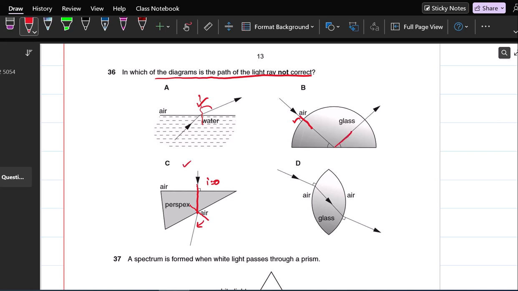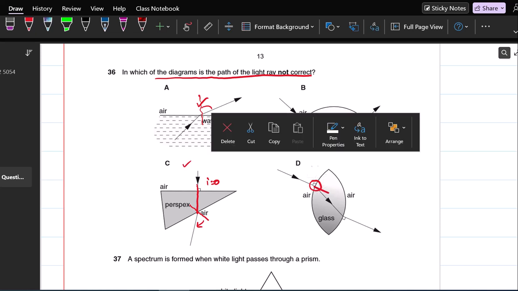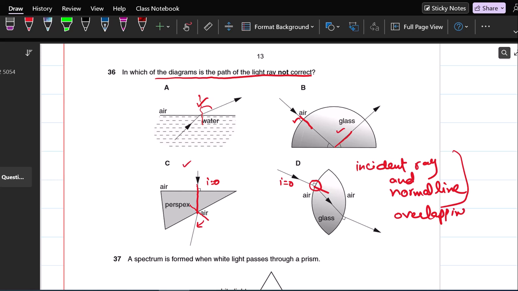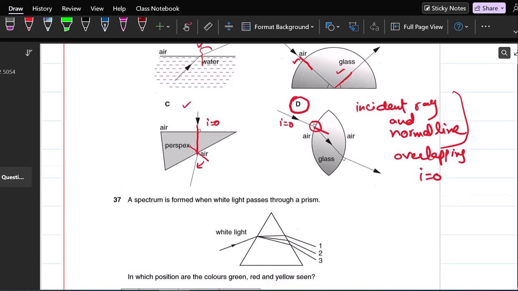This is also correct. Here it is 90-degree, but ray is bending. It should pass straight, because angle of incidence is 0 here. Because incident ray and normal line, they are overlapping with each other. So angle of incidence is 0. So this is wrong, not correct. D is right option here.